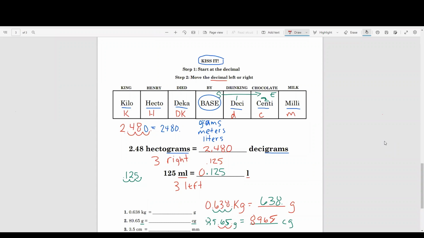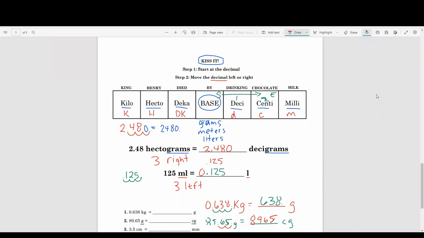All right, so remember, in order to use this strategy, you have to put your prefixes in the correct order. From left to right is kilo, hecto, deca. It's your base, deci, centi, and milli, right? An easy way to remember it is via this acronym: King Henry died by drinking chocolate milk. All right, so a strategy that most people use is they write this down on their scratch paper at the beginning of the test so that they can use it for reference.